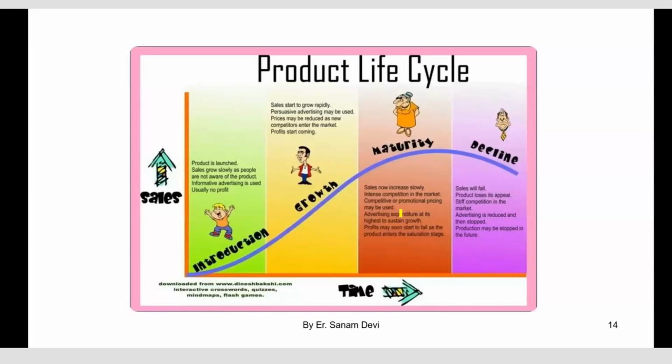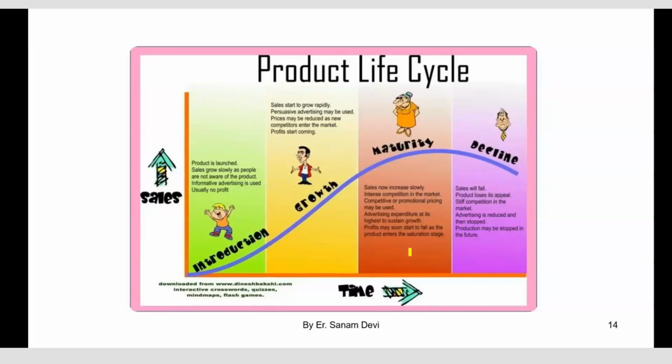Means sure we will think. You are not thinking about more profit. We will think about how we will stay in my market, how we will think about my brand. If I think about brand, then I will reach the maturity stage. Okay. Advertising expenditure at its highest to sustain the growth. Here we have to give more quality advertisement.